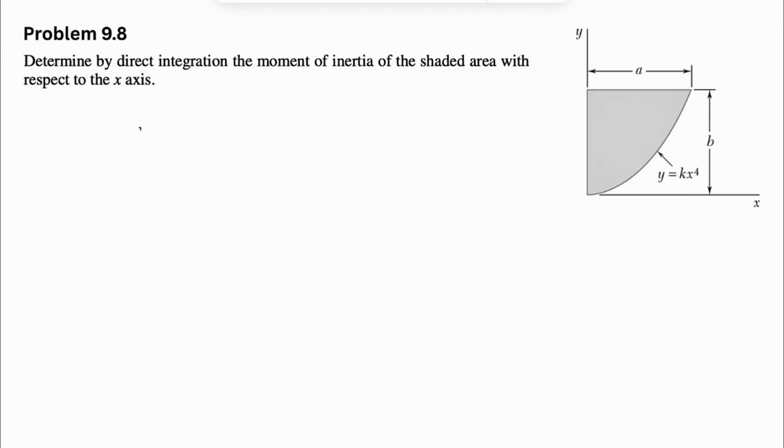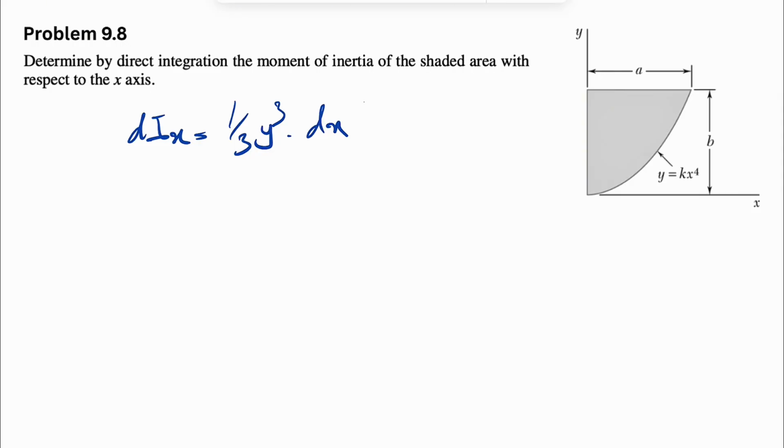Alright guys, welcome back. We have another question from chapter 9 of Vector Mechanics for Engineers, question 8, where we need to determine by direct integration the moment of inertia of the shaded area with respect to the x-axis. As we talked about in the previous videos, our dIx, which is the moment of inertia with respect to the x-axis, is equal to 1/3 y cubed dx.